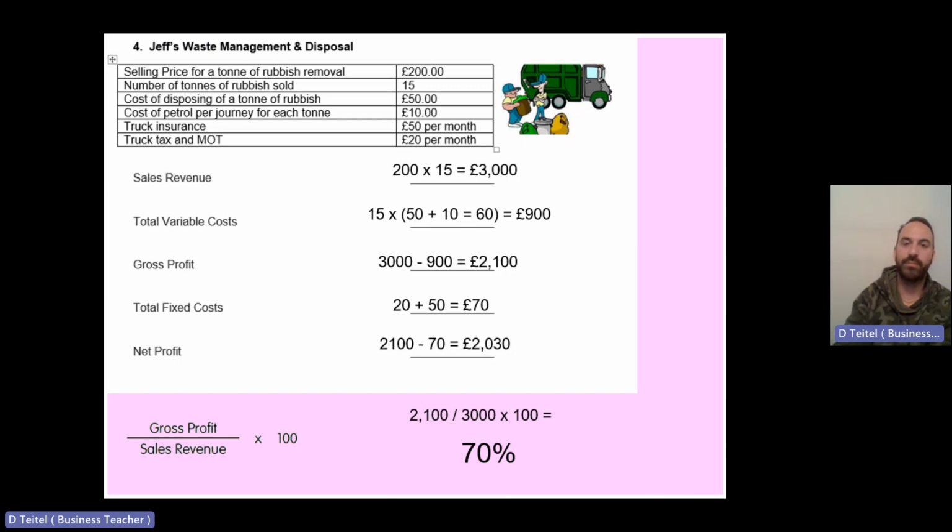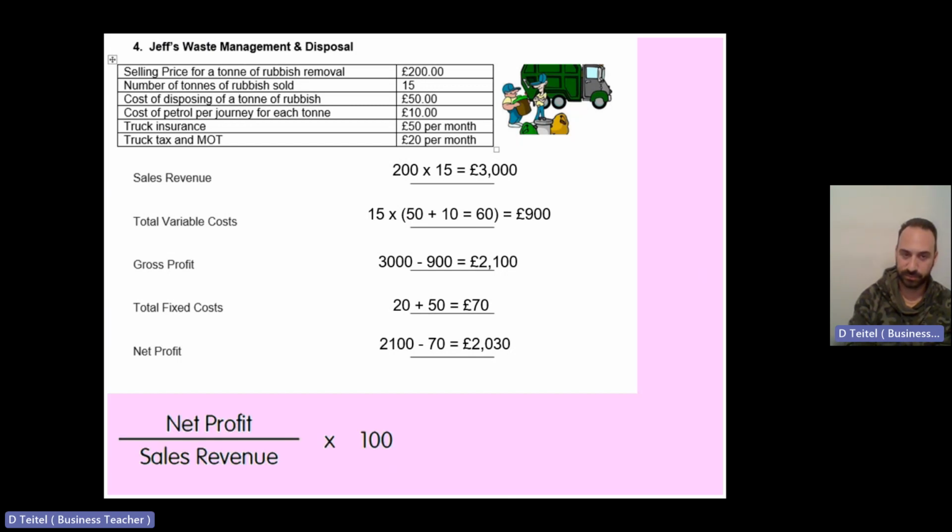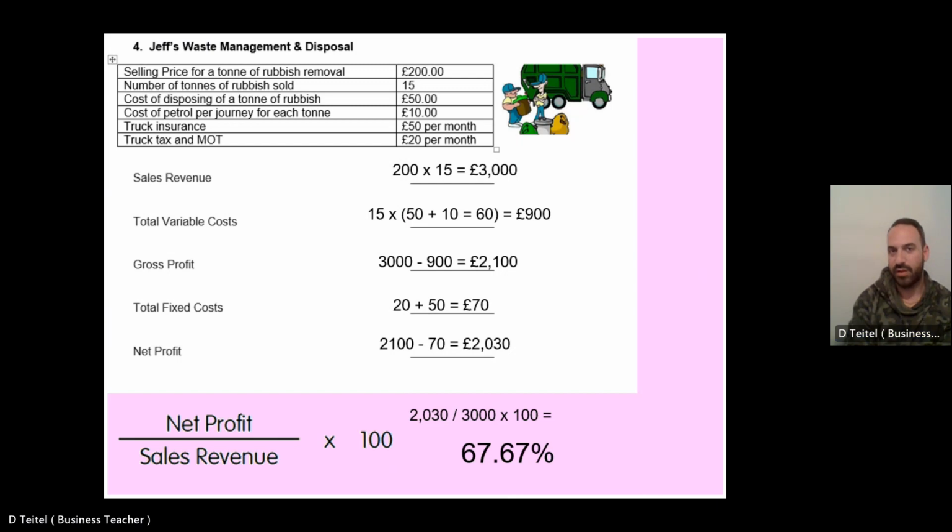And you can do with that what you will, but this is how you would work out what that percentage rate is. So if now we want to do the same thing for net profit, we take our £2,030 divided by 3,000 times 100, and that leaves us with a net profit margin of 67.67%. So it starts to go, well, it's actually quite a profitable business.